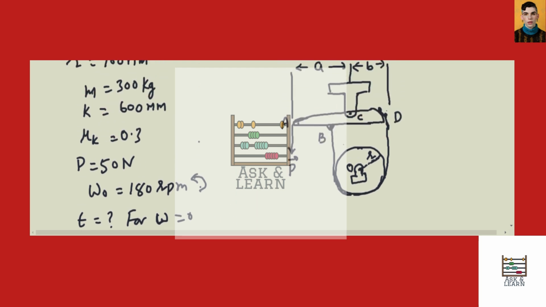Now see the force distribution. Suppose the cord tensions are T1 and T2, and this force is 50 Newton, given already. A is 200, B is 160, so this distance will be 40 mm. Now all the values are in millimeter. The moment of force about point C must be 0.